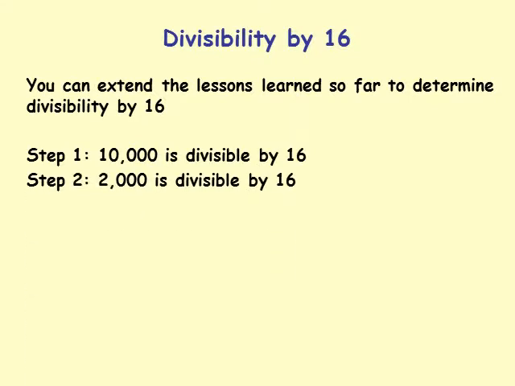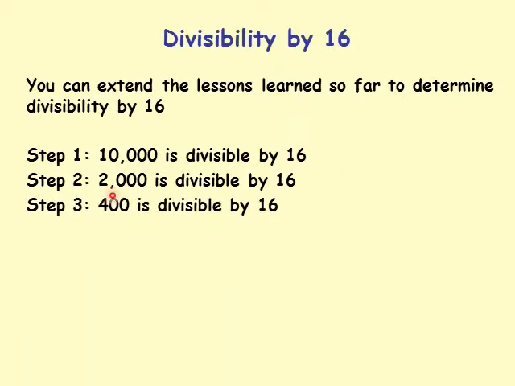Let's continue. After we've taken all the 10,000s, we take all the 2,000s we can, and whatever is left is the remainder of dividing by 2,000. The remainder I got from the first step, I use as a dividend in the next step, divide by 2,000, and look at the remainder. In doing so, we're taking away all the 2,000s we can, and anything left over is the remainder, and then we need to worry about whether that remainder is divisible by 16.